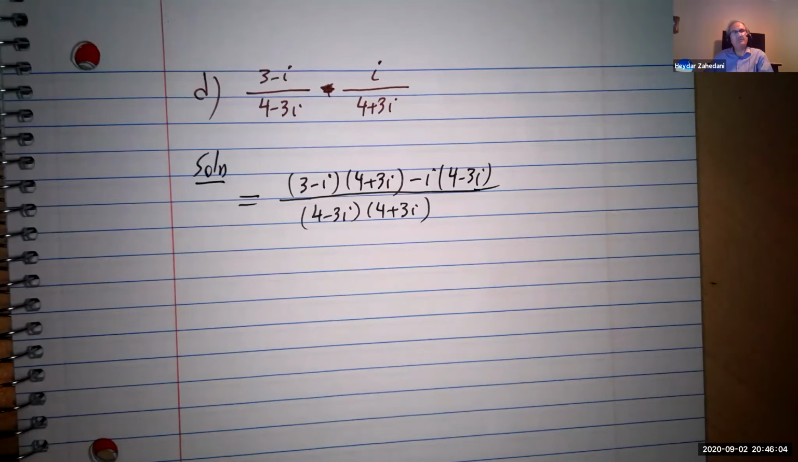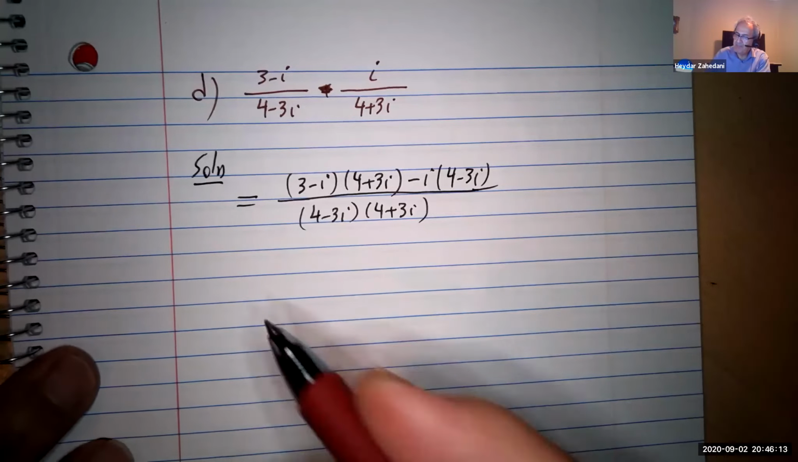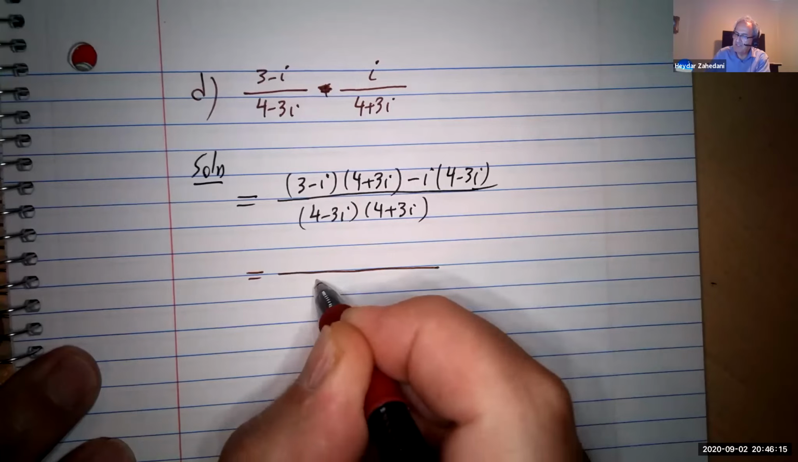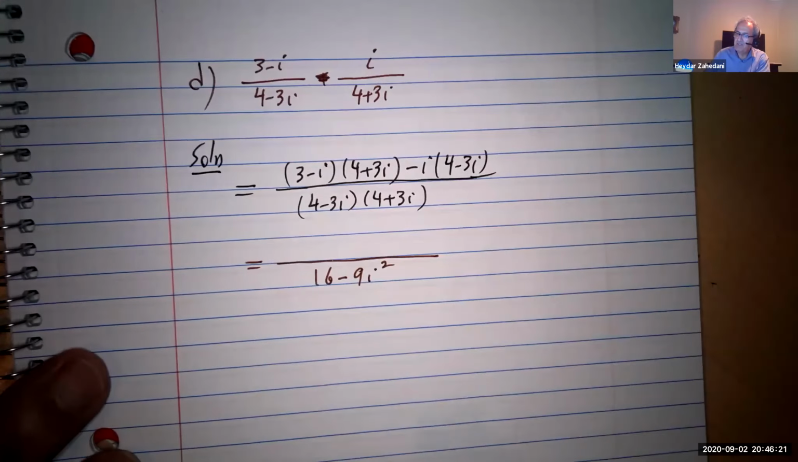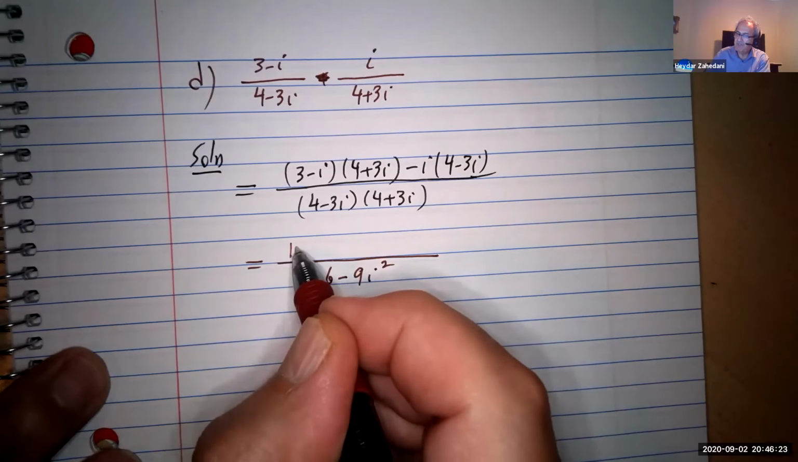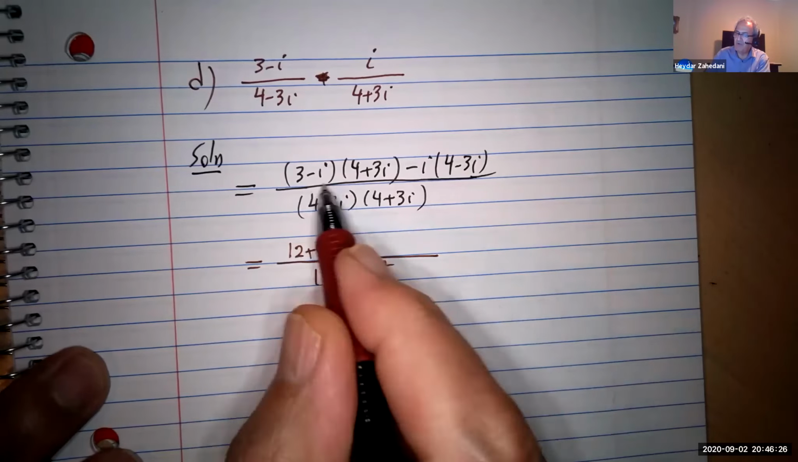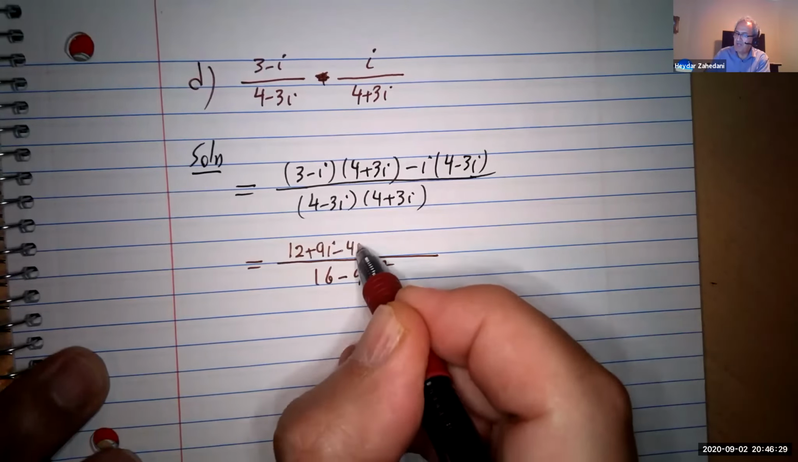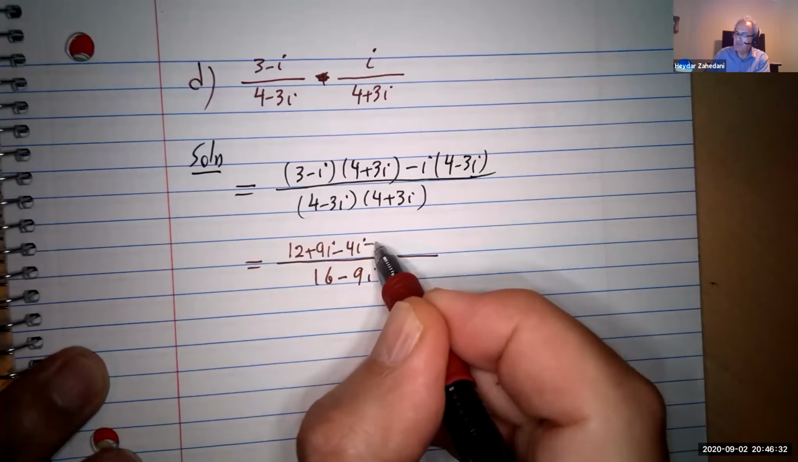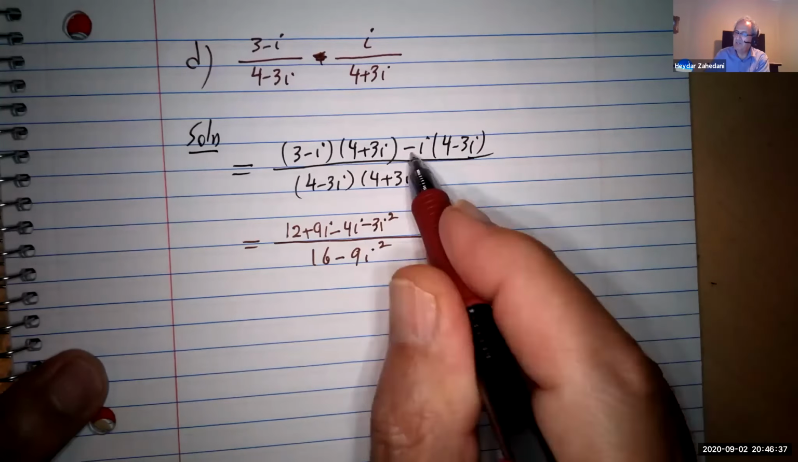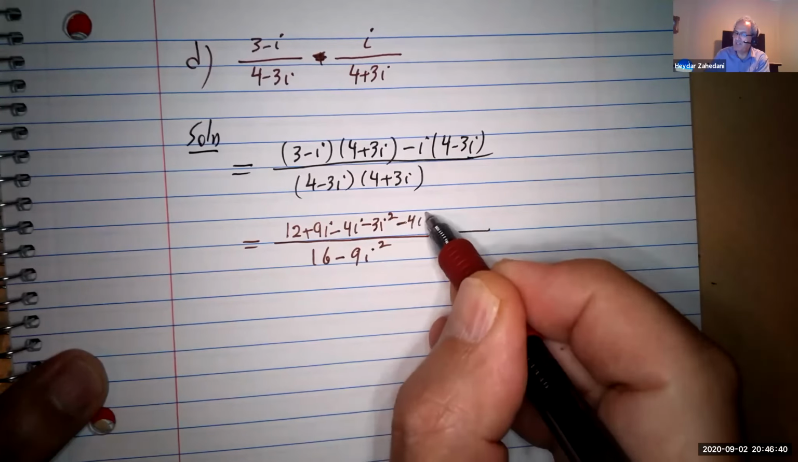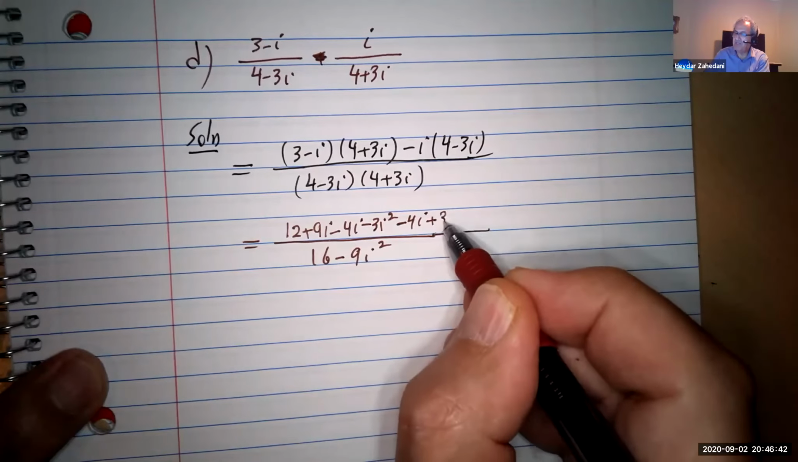You have to distribute and simplify. The bottom one is a special product, so that's easy: 16 minus 9i squared. The top, FOIL it: 3 times 4 would be 12, plus 9i, you go forward, minus 4i, and minus 3i squared. Distribute this one, that gives a negative 4i, negative times positive, plus 3i squared.